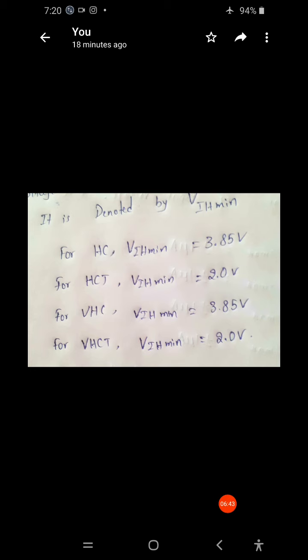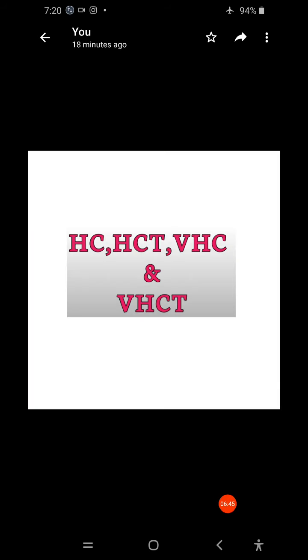So for these logic families, HC, HCT, VHC and VHCT, we compared them with different input specifications. The first one, input leakage current. Second, maximum input capacitance. Third, low level input voltage. Fourth, high level input voltage. With these input specifications, we compared these logic families.